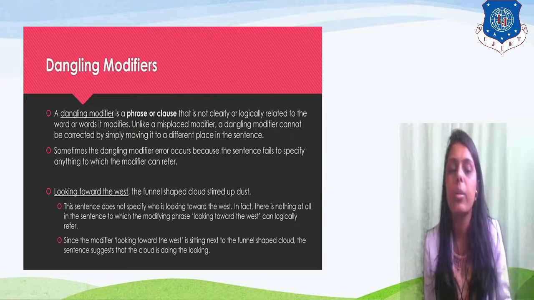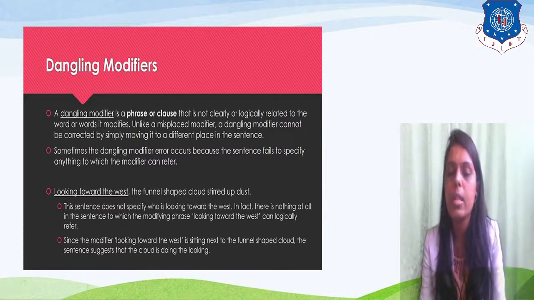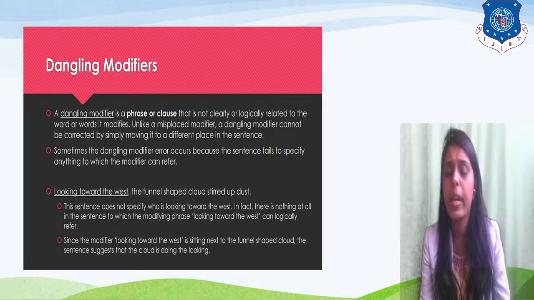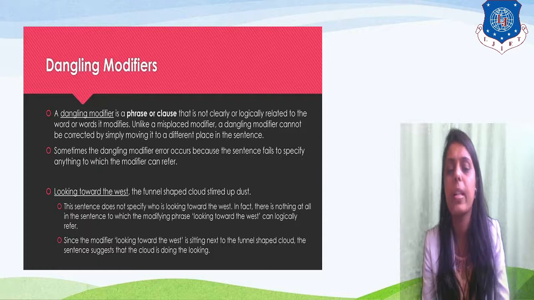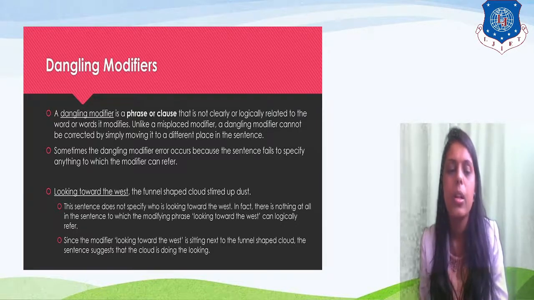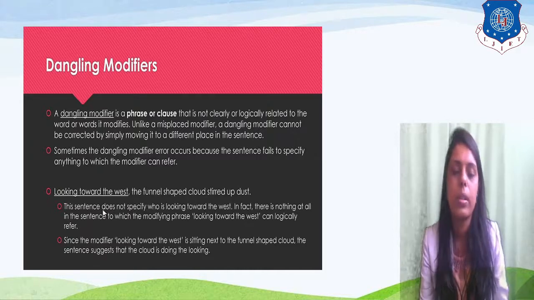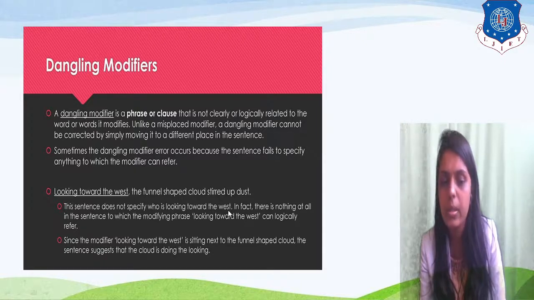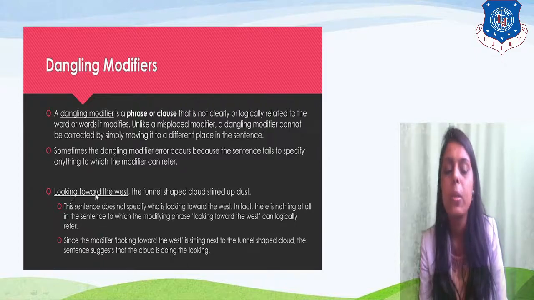Dangling modifier. So what do we mean by a dangling modifier? It is a phrase or clause that is not clearly or logically related to the word it modifies, right? Sometimes the dangling modifier error occurs because the sentence fails to specify anything to which the modifier can refer. For example, here you can see: looking towards the west, the funnel-shaped clouds stirred up dust. This sentence does not specify who is looking towards the west. In fact, there is nothing at all in the sentence to which the modifying phrase looking toward the west can logically refer.